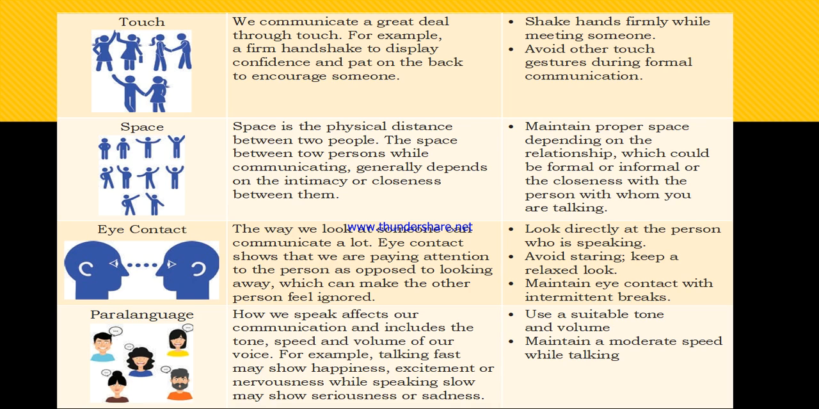Paralanguage. How we speak affects our communication. For example, talking fast. You should not talk fast. Just stop, convey, and wait for the next person's response. Do not get too excited or too nervous while speaking. Don't speak too slow and don't speak too fast. Okay, so that level of communicating speed is very important.